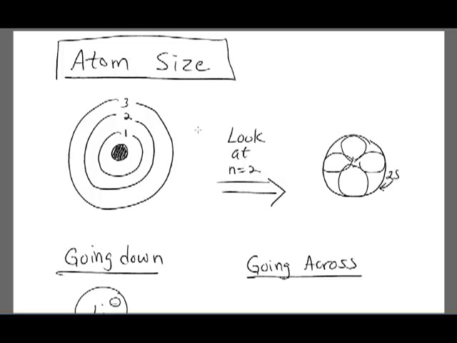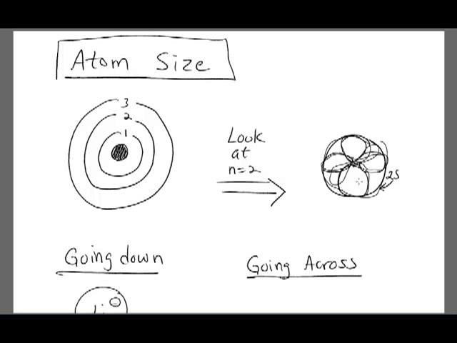So let's look at just one specific n level. Let's look at n equals 2. Okay, so this is the approximate distance from the nucleus, and n equals 2 has both s and p orbitals. So the s orbital is spherical, and the p orbitals are lobed. So there's a px, there's a py, actually I have them backwards, and then there's also a pz, so it's all three-dimensional, and they all fit in this area that is a certain distance from the nucleus.